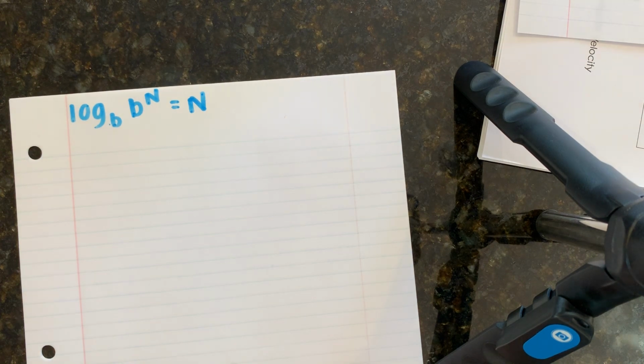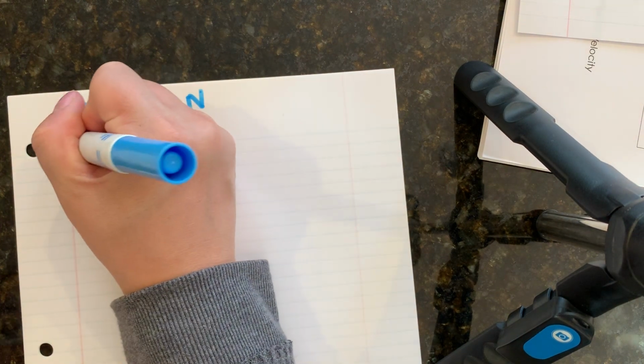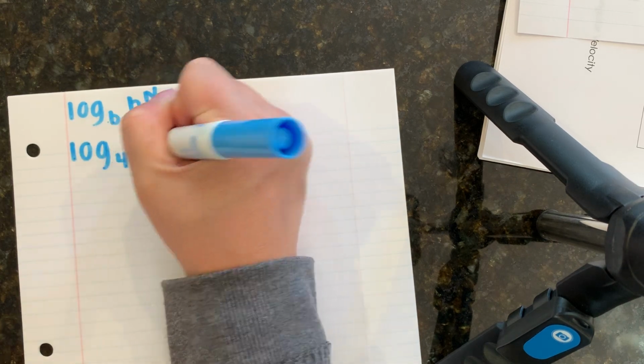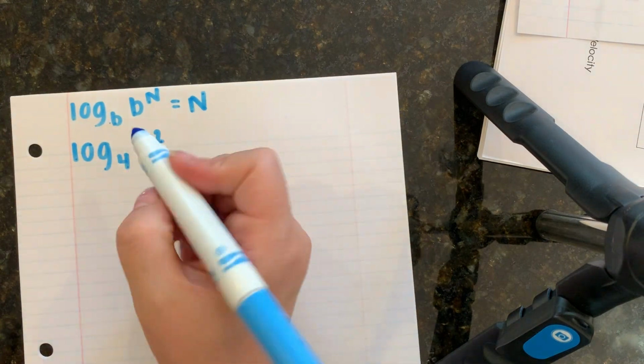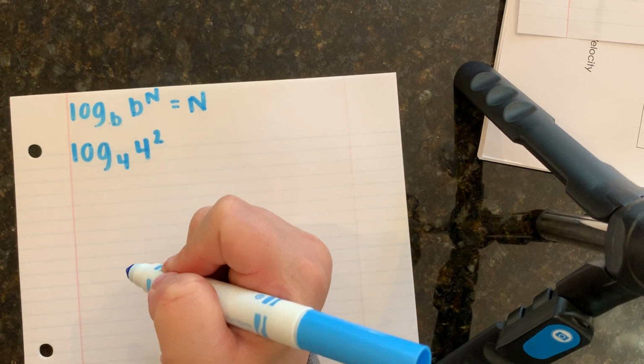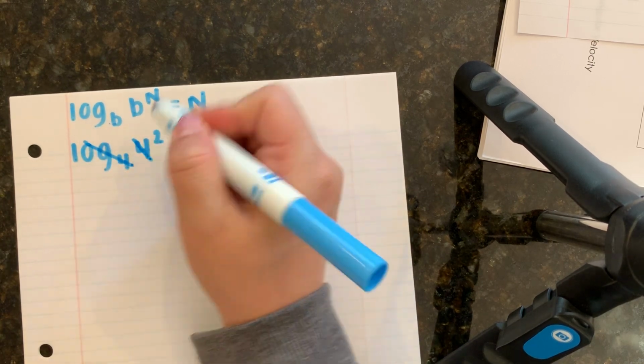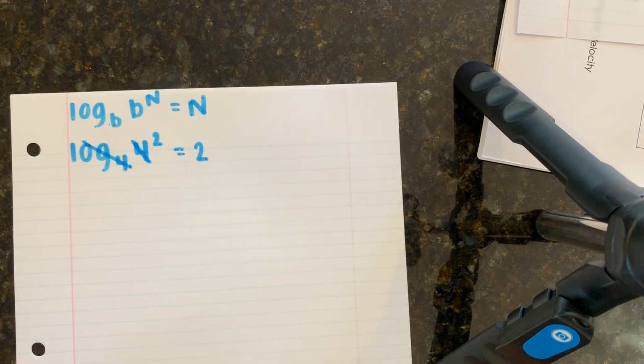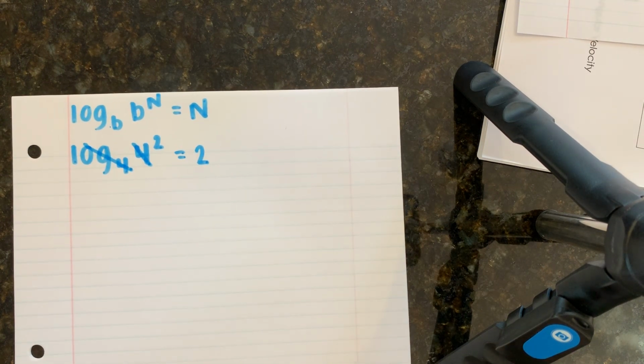So let's say I gave you the function log 4 of 4 to the second power. Well, I would see that my log's base and the base of the number next to it are the same, so therefore this is just left with 2. And that's our review of our laws of logarithms.